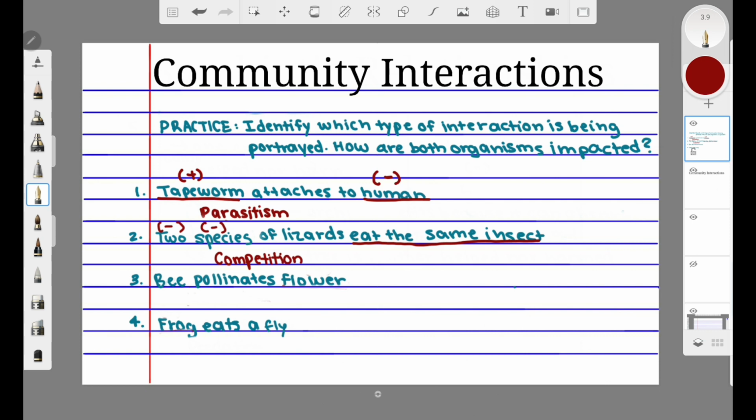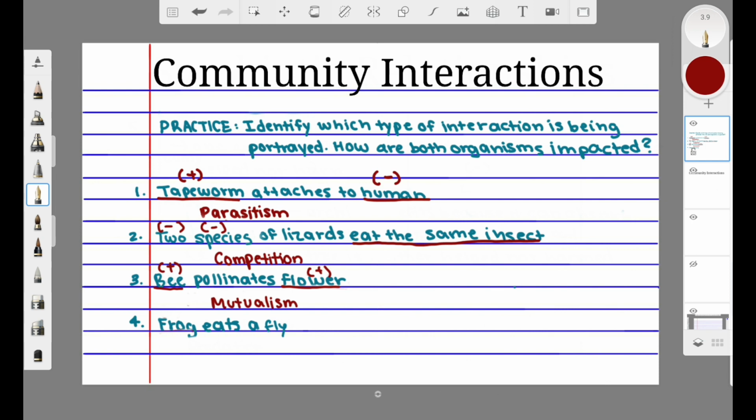Number 3, bee is pollinating a flower. This is mutualism because the bee gets food and the flower gets pollinated, and so therefore both species are being benefited from this interaction.